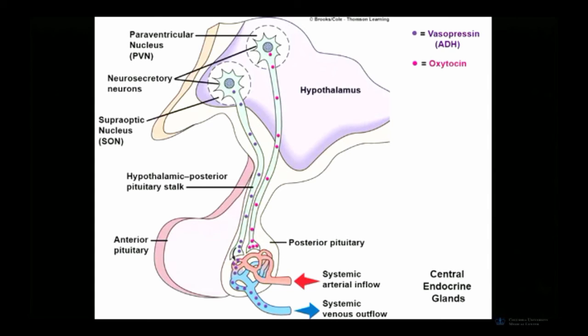And then oxytocin plays an important role, as I mentioned, during labor. It also plays an important role in breastfeeding. And then oxytocin is thought to have a variety of very interesting roles in the brain, including mediating things like social bonding, parental bonding.